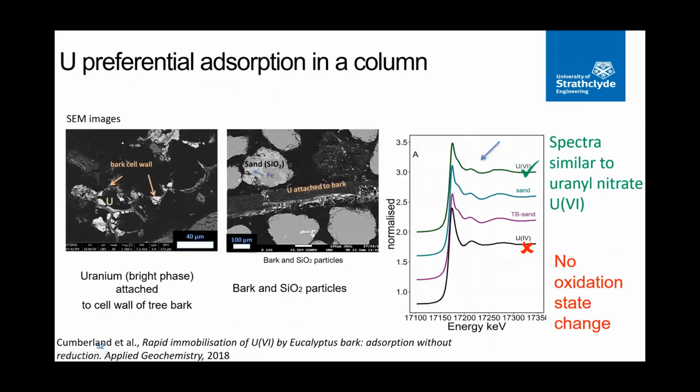So it's attached to the bark. On another part of the sample, we see it's attached around what looks like the vascular tissue of the plant. There's no uranium on the sand particles. That bright phase is iron, which is common on sand, but not uranium. So we get a preferential absorption.